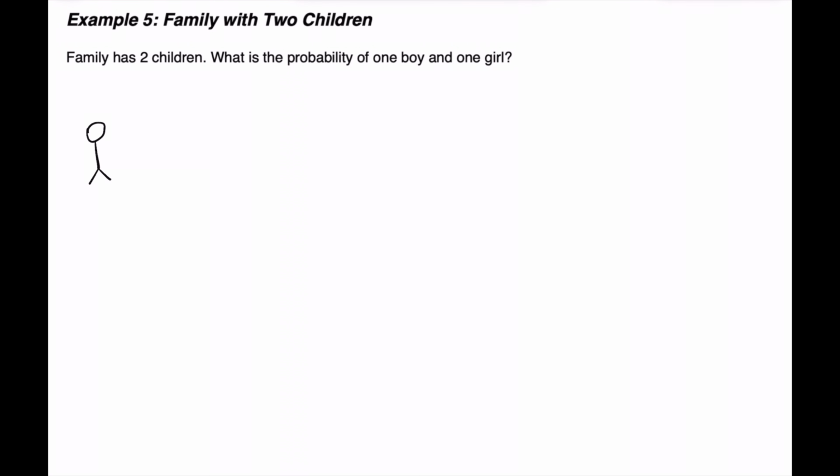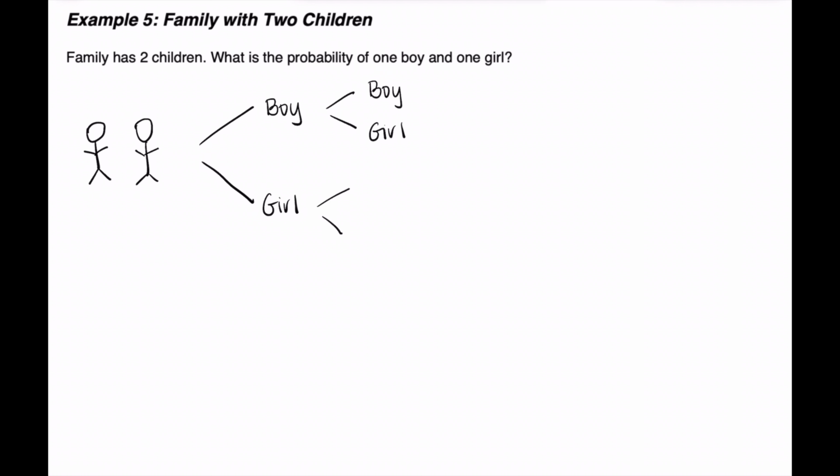Example 5 says we have a family with 2 children. What is the probability of 1 boy and 1 girl? So I have our 2 children here. We're having 2 kids, so we have to have 1 at a time. If the first one is a boy, then for the second, we would either have a boy or a girl. And if the first one is a girl, the second would either be a boy or a girl. So let's list out our outcomes.